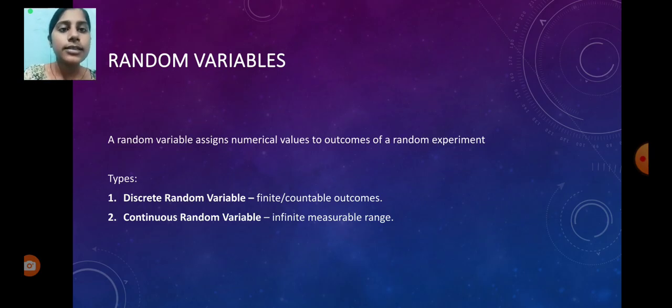Now let us discuss random variables. A random variable assigns numerical values to the outcome of a random experiment. It is of two types: discrete random variable and continuous random variable. A discrete random variable gives finite countable outcomes. A continuous random variable gives an infinite measurable range.